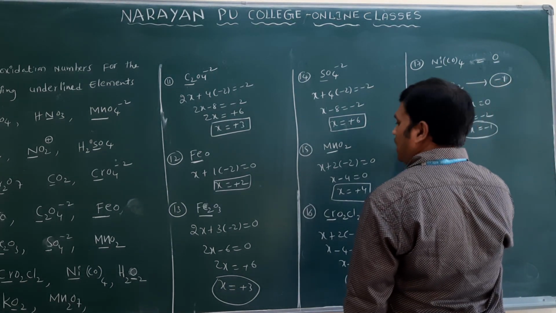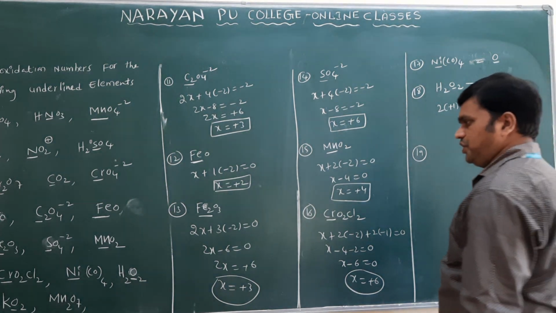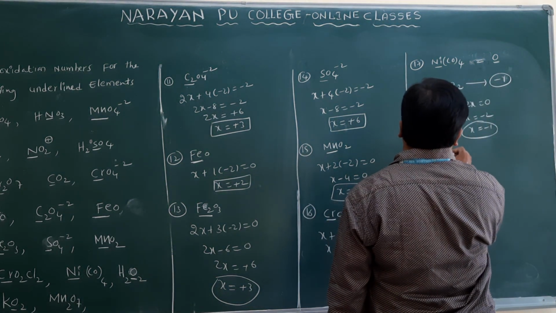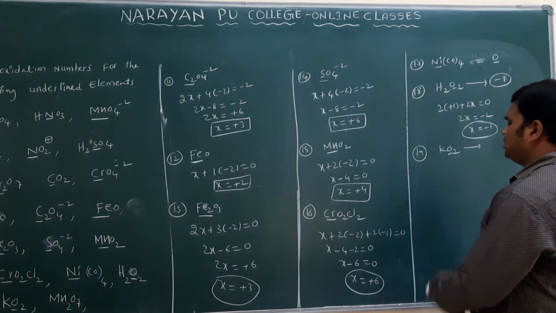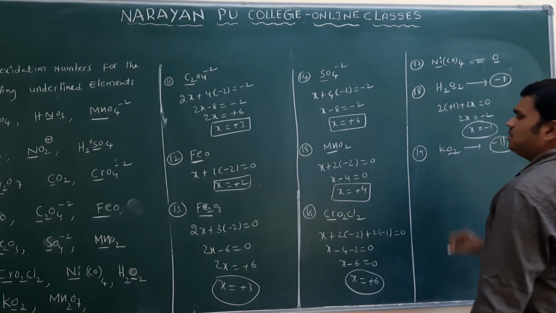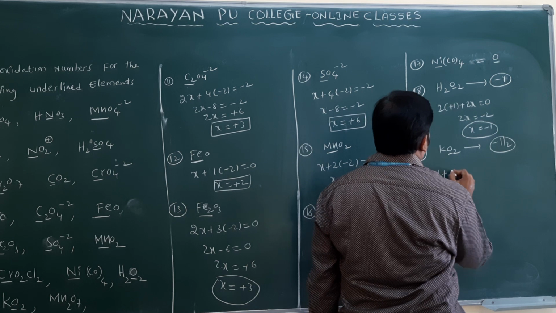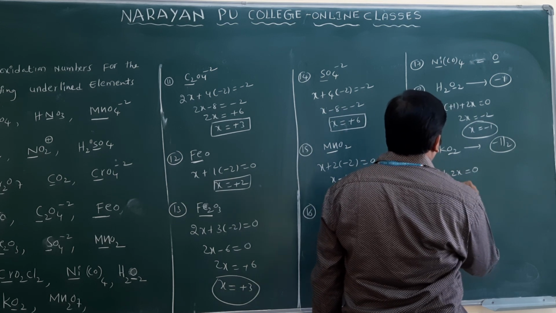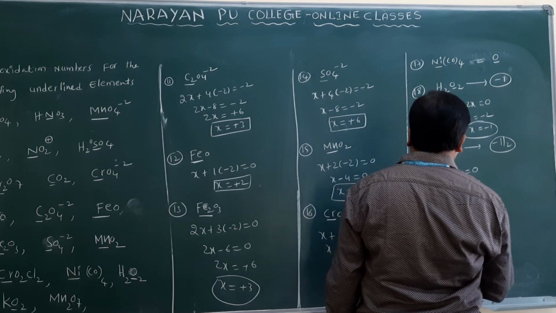And the next one we have is KO2. KO2, which element can you find out? Oxygen only. It is a superoxide ion. If you know the answer, what will you write here? Superoxide is minus 1 by 2. Otherwise you can calculate: 1 plus 2x is equal to 0. 2x equals minus 1. x equals what? Minus 1 by 2.